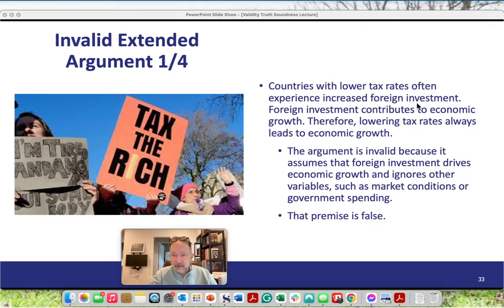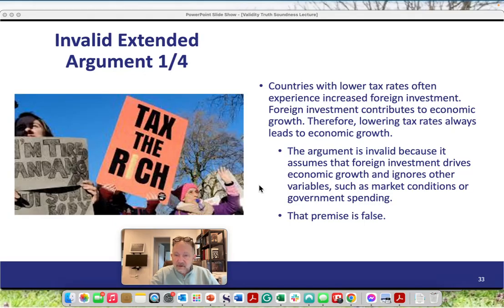Countries with lower tax rates often experience increased foreign investment. Foreign investment contributes to economic growth. Therefore, lowering tax rates leads to economic growth. Absolutely untrue. This argument is invalid because it assumes foreign investment drives economic growth. It ignores other variables. The premise is false.